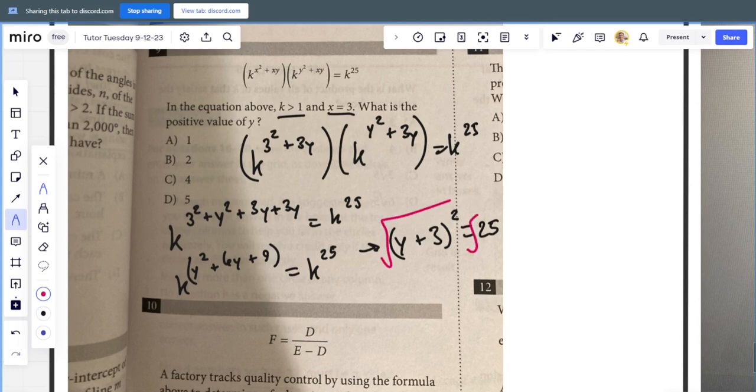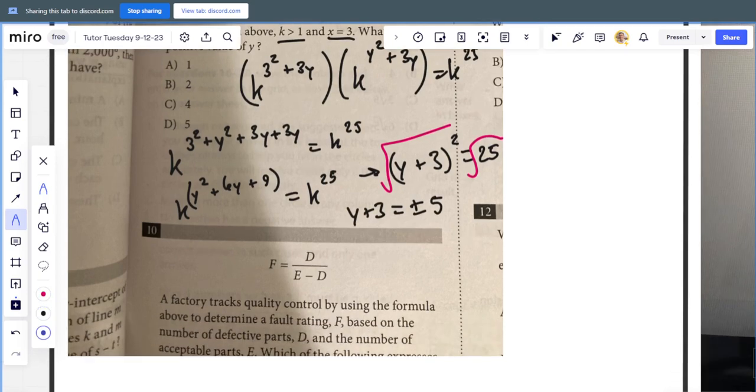So if we square root that, what we'd get next is that y plus 3 is equal to plus or minus 5. And from there you get two solutions. Y equals negative 3 plus 5, or y equals negative 3 minus 5. And since they asked for the positive solution, I'm going to go with the answer of 2. That would be answer choice B.